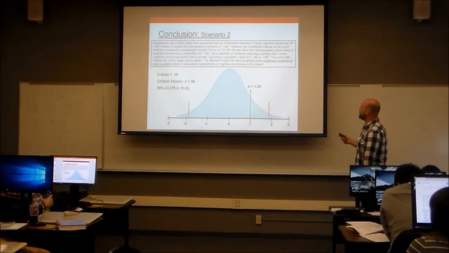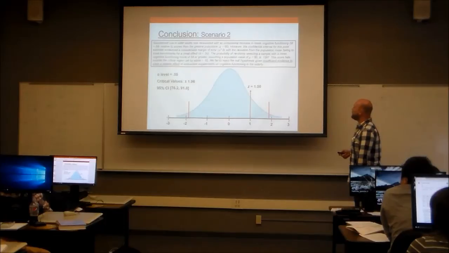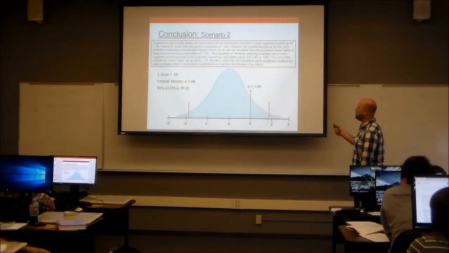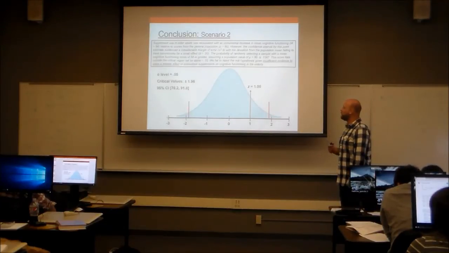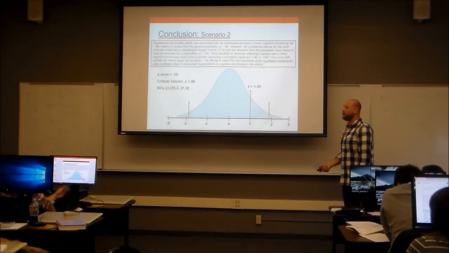The probability of randomly selecting a sample with a mean cognitive functioning score of 84 or greater, assuming a population value of 80, is 0.1587. The score falls outside the critical region set by alpha equal 0.05. That's kind of ambiguous, you could say within the body of the distribution. We fail to reject the null hypothesis given insufficient evidence to claim a reliable effect of antioxidant supplements on cognitive functioning in the elderly. Okay.